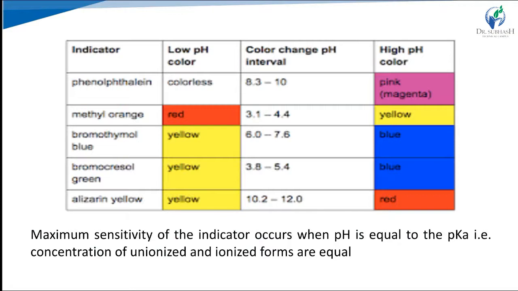Some examples of indicators are phenolphthalein, which we widely use, methyl orange and methyl red, which show one color at lower pH and another color at higher pH. Maximum sensitivity of the indicator occurs when pH is equal to pK, so that the concentrations of unionized and ionized forms are equal. At that pH, the colorimetric sensitivity is maximum.